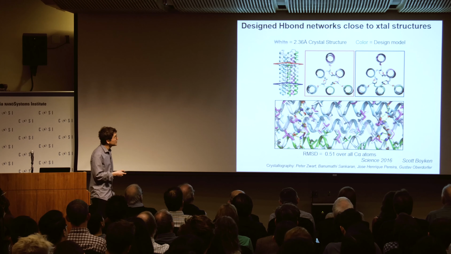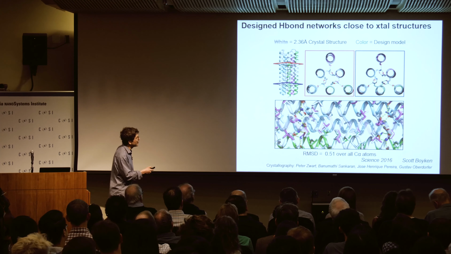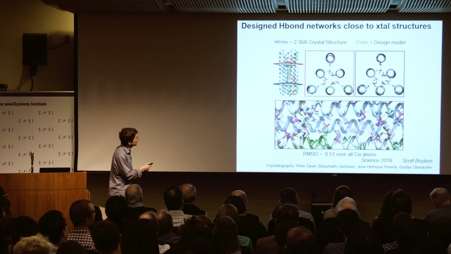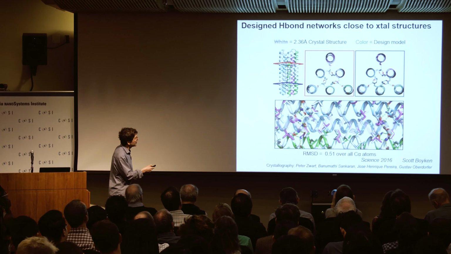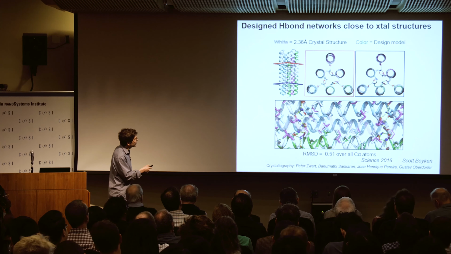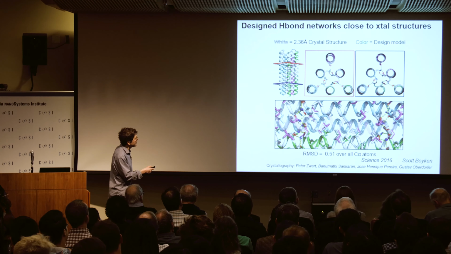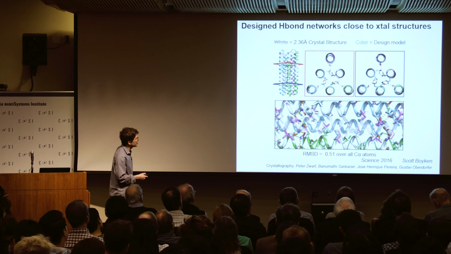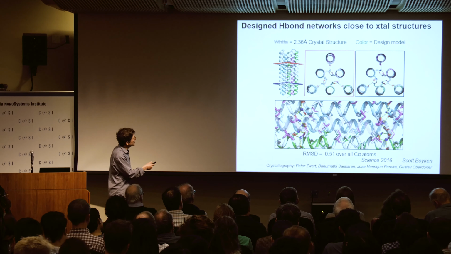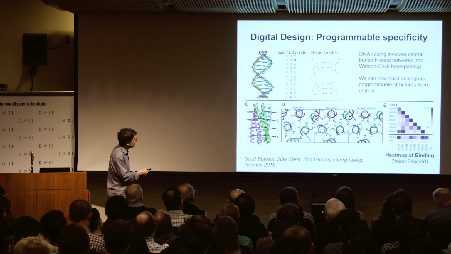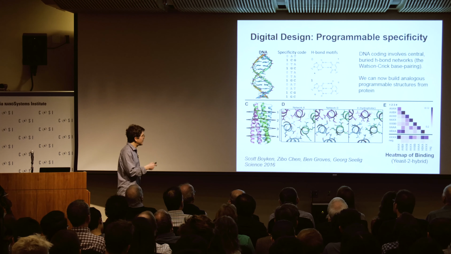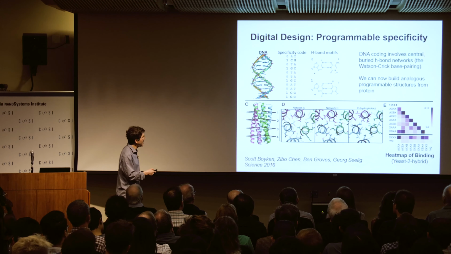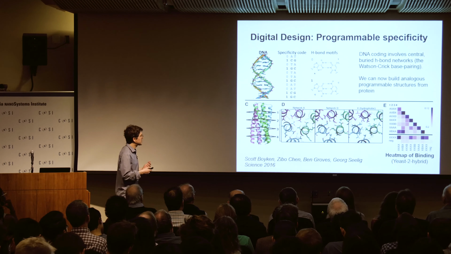And Scott Boykin developed a method for designing extended hydrogen bond networks. In this example, this is a three hairpin structure, and there's an extended hydrogen bond network at this red layer and another one at this blue layer, and they are nearly identical in the design model and in the crystal structure, as you can see here. And so in fact, we can use different networks at different layers of this structure and so achieve the combinatorial digital specificity you can achieve with DNA. By simply placing different networks at different layers, we can get different specificities.